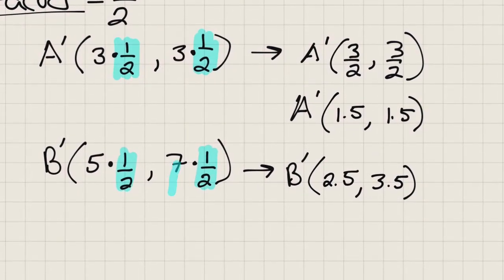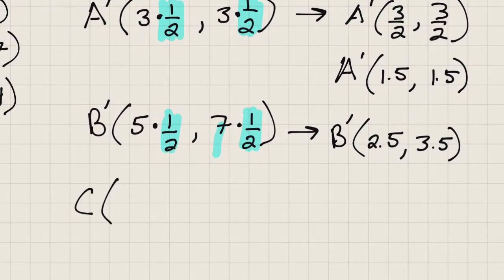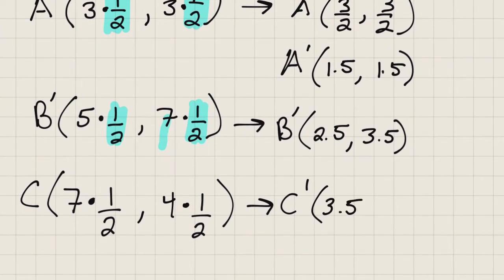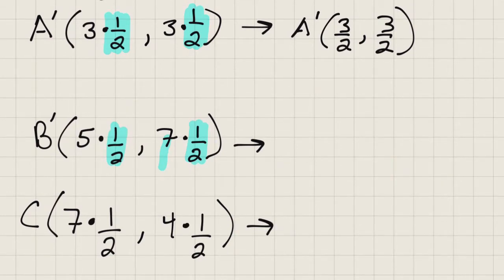So C prime, what were the coordinates for C? Okay, so you take 7 and you multiply it by what? 1/2. And you take 4 and you multiply it by 1/2. And it becomes C prime 3.5 and 2. All right. Once you've done that, you are basically done finding the points you need for that scale factor.